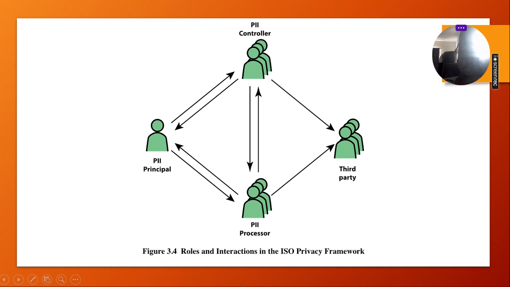Both the controller and the processor are the stakeholders in the organization. They determine what they are collecting from this principal, the personally identifiable information principal. The individual is the person that they are collecting the data from. So the person who is collecting from you, who owns the organization, is this stakeholder. This is the same person as this and also this. The third person is the person who will eventually make use of this information. Okay, so this is figure 3.4, the roles and interactions in the ISO privacy framework.